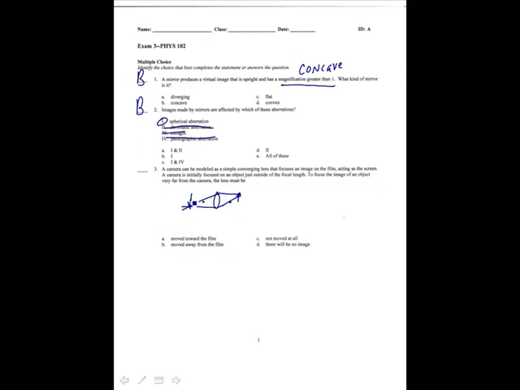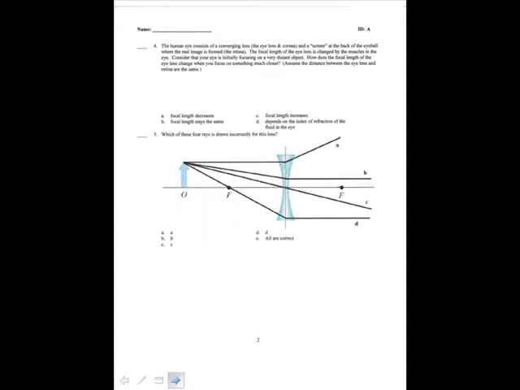But if I have an object that's very, very far away, it's going to focus at the focal point. So if my object is at an infinite distance, the image is going to be at the focal point. That means that your screen or your film has to be moved there. So to focus the image very far away from the camera, the lens must be moved toward the film. That's A.